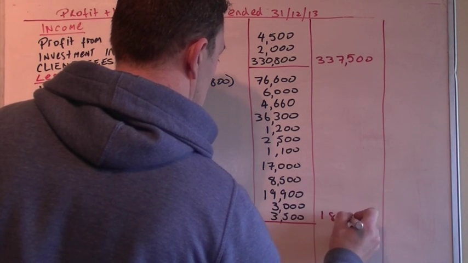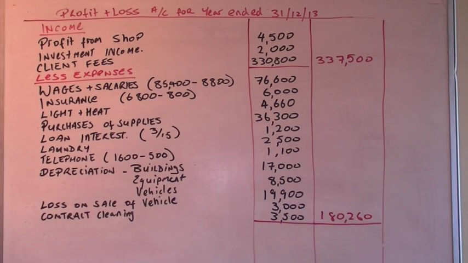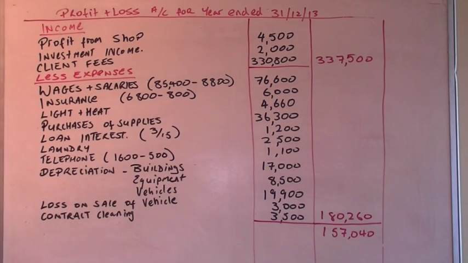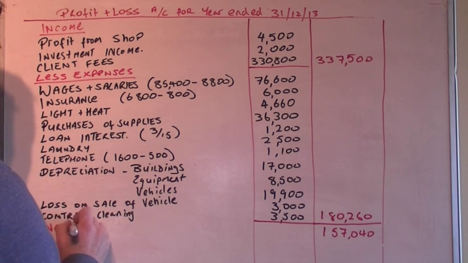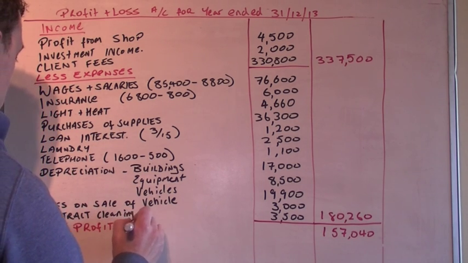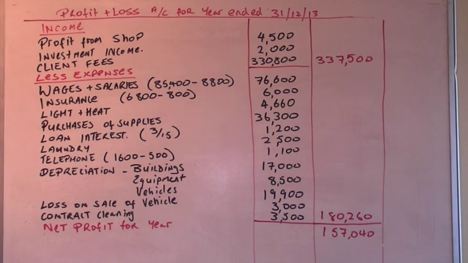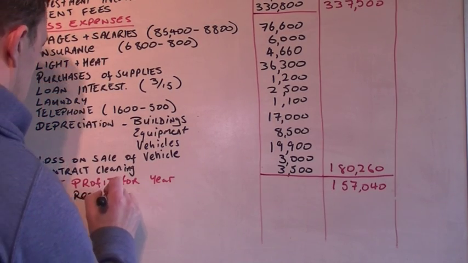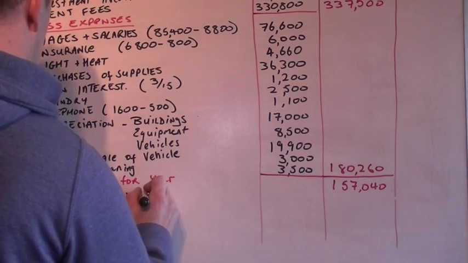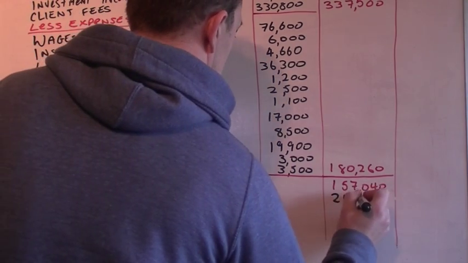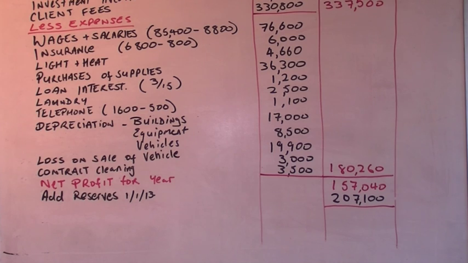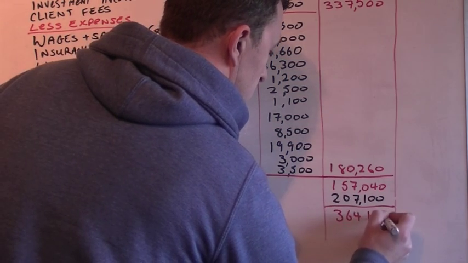Our final expense is contract cleaning for 3,500, which means we have a total expenses of 180,260, which I take away from my income, giving me 157,040 euro net profit for the year. Add to that our reserves, which we calculated in part A, of 207,100, tells us that our profit and loss balance for the end of the year is 364,140.